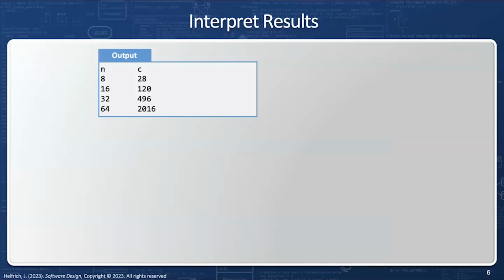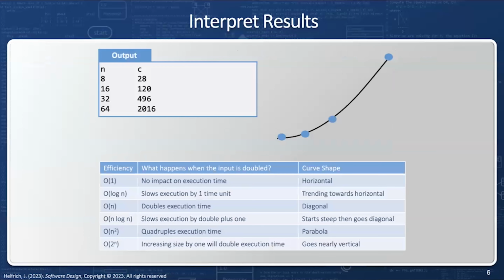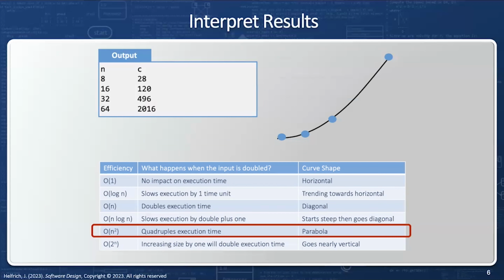So let's take a look at our data here. And here's my graph. So it's not O(1) because it's not flat and the count is not constant. It's not log n because it's definitely increasing the slope as we go. It's not n because it's not a straight diagonal line. So it could be n log n or n squared. For both of these, the shape of the curve is nearly the same. However, looking at the output, we can see that we are basically quadrupling the cost, the C column, for every doubling of n. So that sounds like n squared.